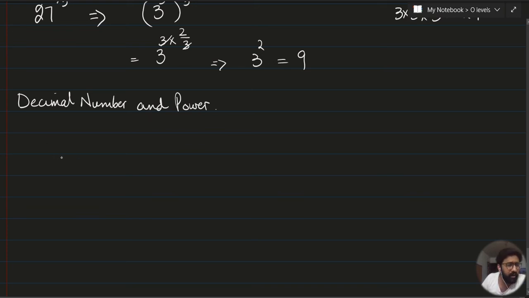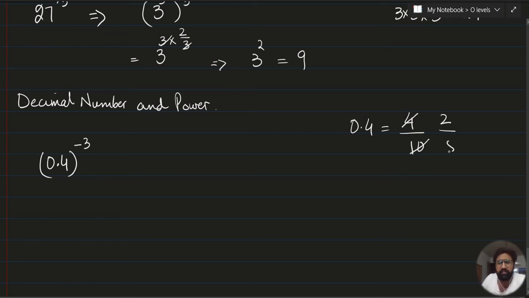For example, if it is 0.4 whole power minus 3. Now remember one thing, decimals, if they come in Paper 1, decimals are not that easy to handle. So always try to convert these decimals into fractional form. So 0.4, its fractional form is 4/10. Of course, you can simplify it, and it is going to become 2/5.